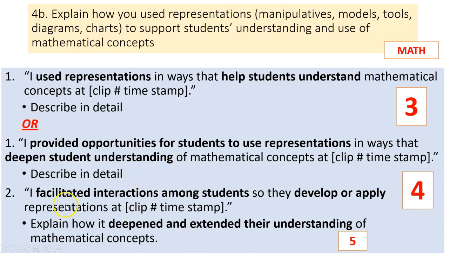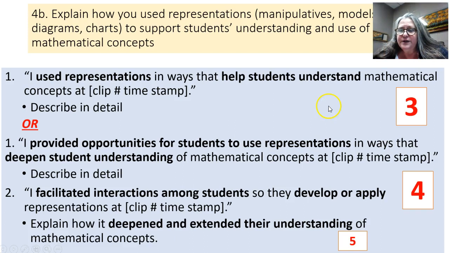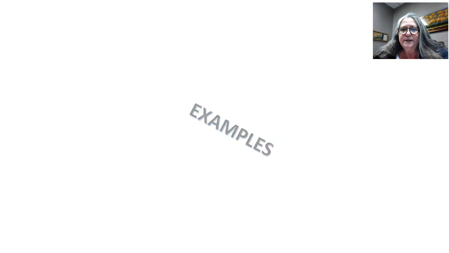To get a 4, you want to facilitate interactions among students as they develop these strategies. So, for example, the students are using their representations. You're getting them involved in talking about it, asking questions, digging deeper, and then you're facilitating interactions among the students. So you want them talking to each other as they decide when to apply the representations, as they deepen and extend their understanding of mathematical concepts. So getting some good footage of them using and getting involved with the representations. Some examples.